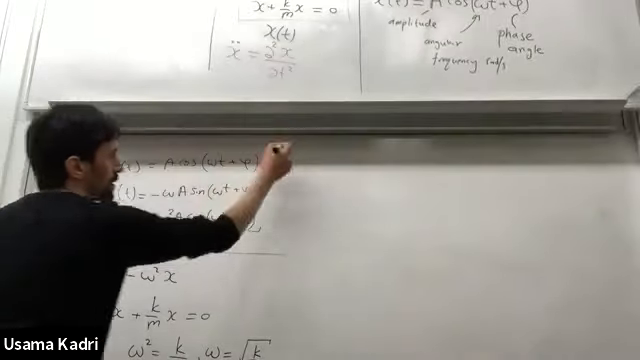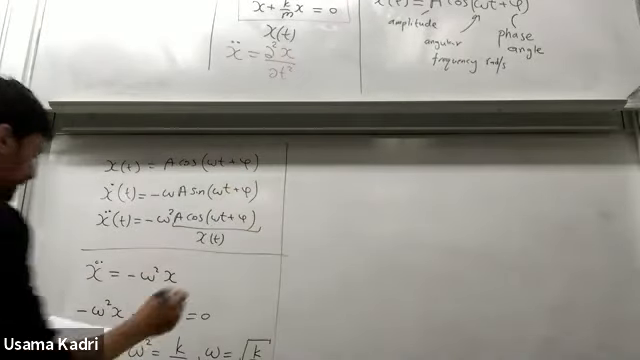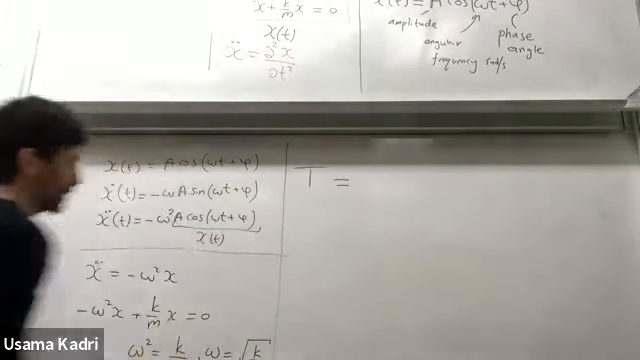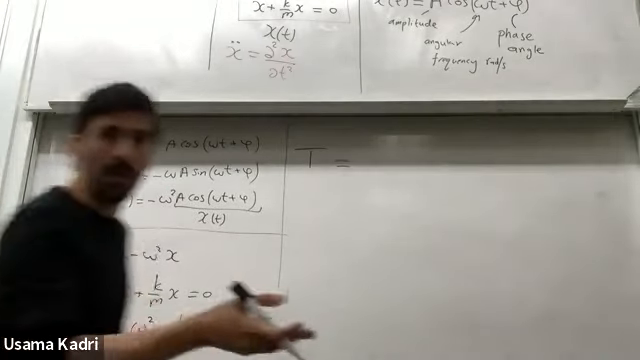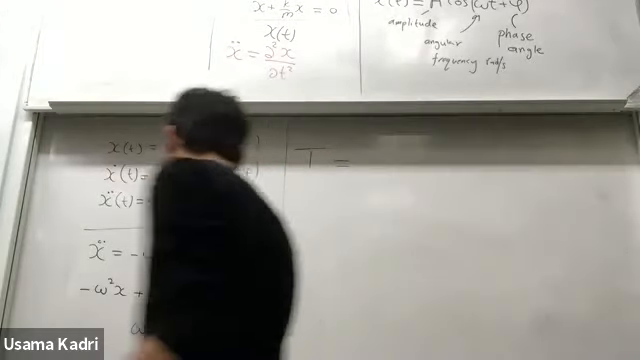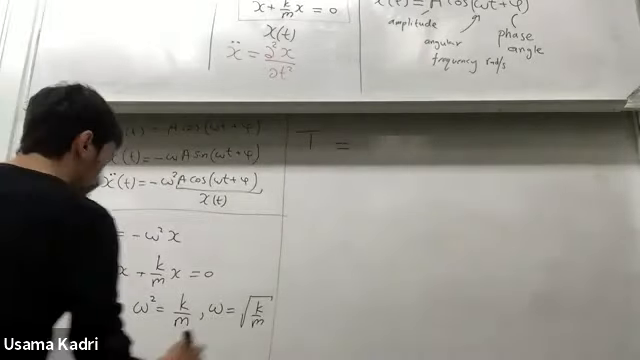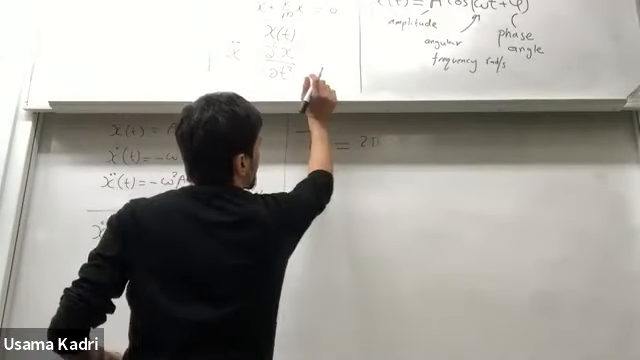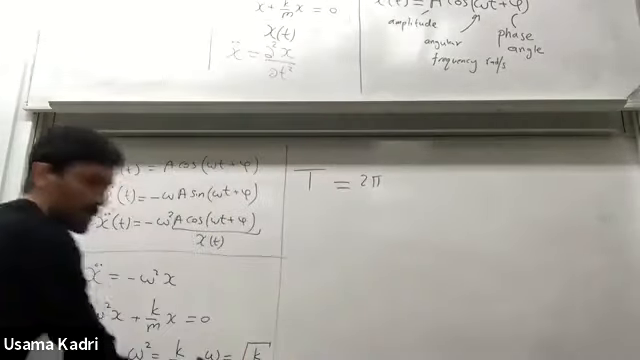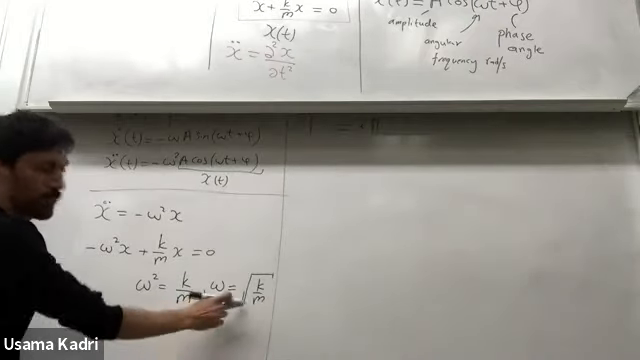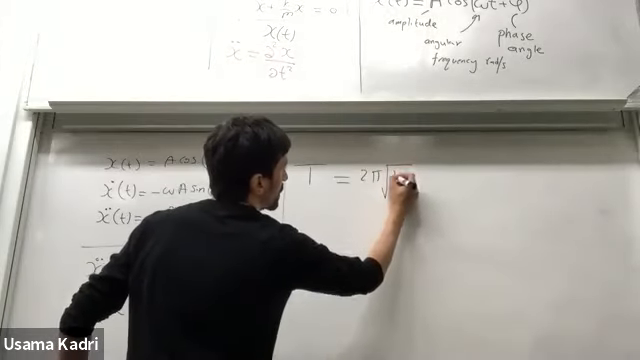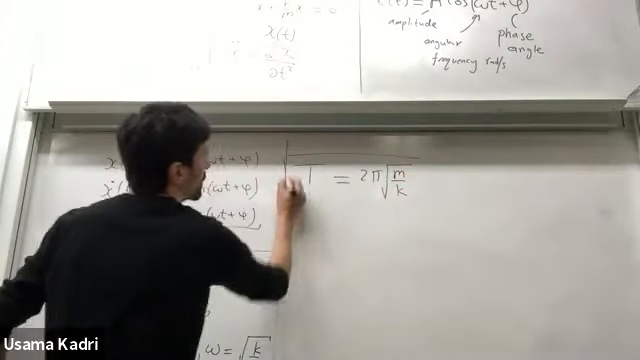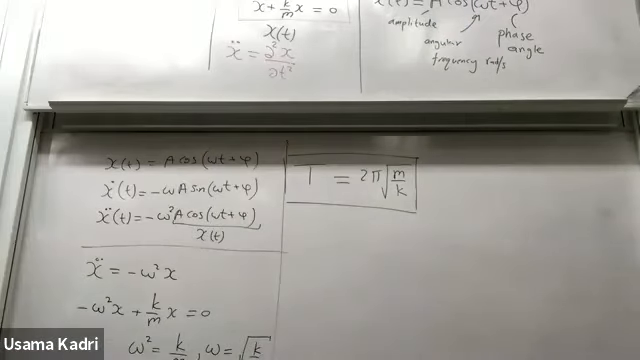Which means, I go back to the period. The period now, if we make the substitution, right? The period is 2 pi over omega. Now we have omega here. We get 2 pi, and then you can see this now, 2 pi square root of m over k, right? m over k. So we found the period of oscillation.